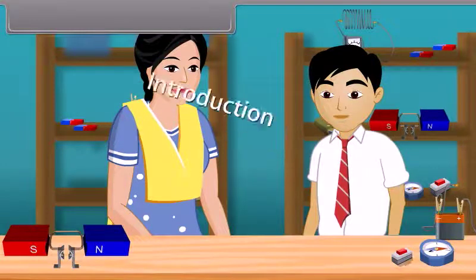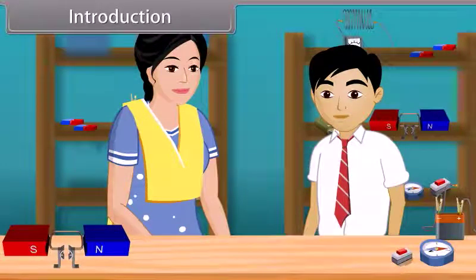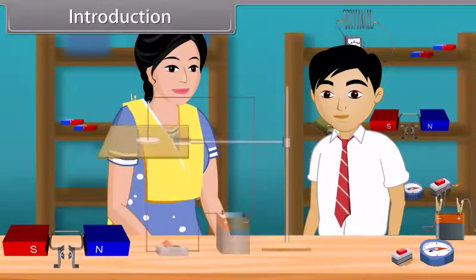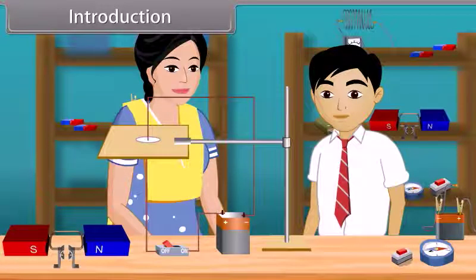Introduction. Today, our physics teacher is going to perform an experiment in the physics lab. She starts the experiment in front of the students. She took a cardboard having a hole at the center. She made an electric circuit and passed the wire through that hole. Then, she sprinkles the iron dust on the cardboard uniformly.